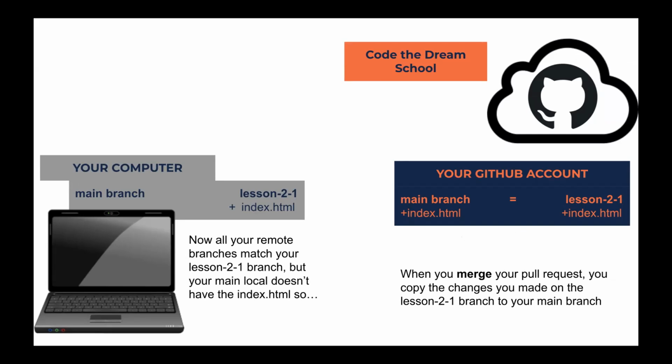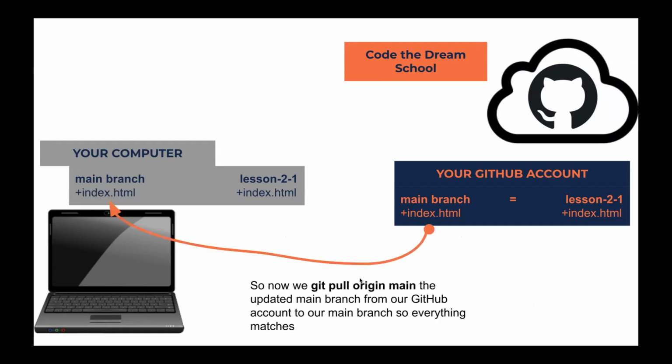Right. But you have to get it back down from the GitHub account to your computer, the main branch anyway. So next time you git checkout main, you're gonna wanna pull to get the latest copy from your GitHub account, since that's where you did the merge, and get that onto your computer. Any questions on that?